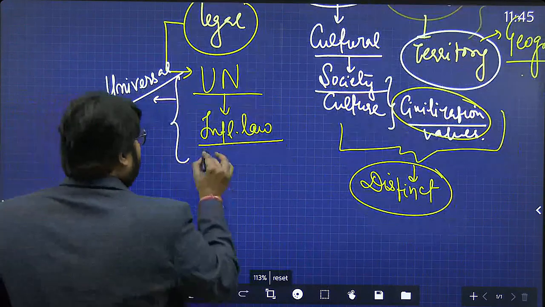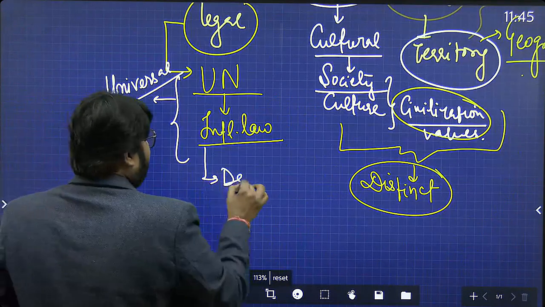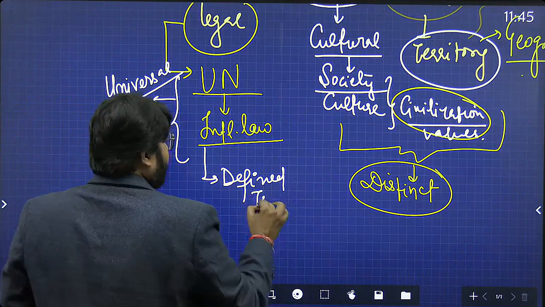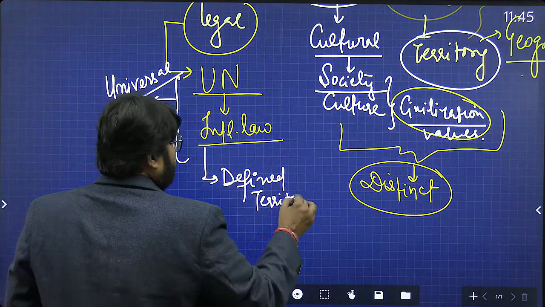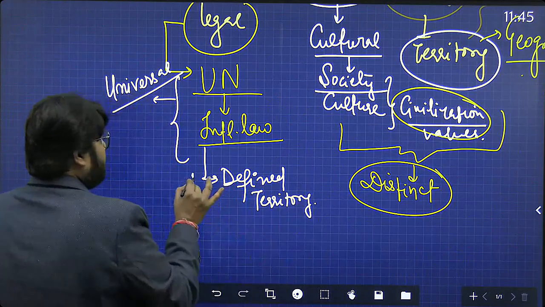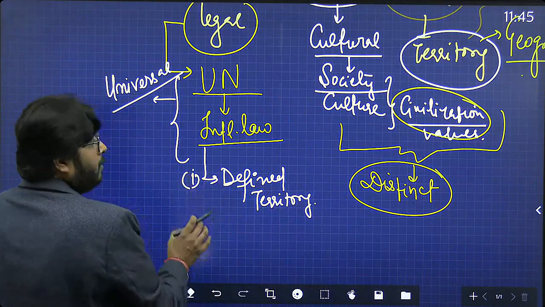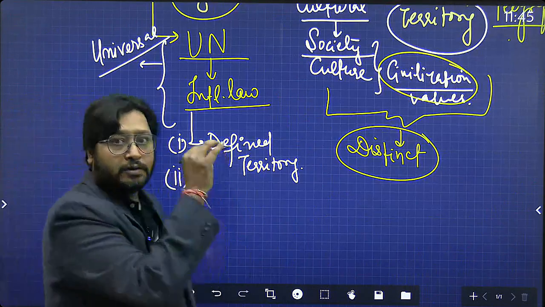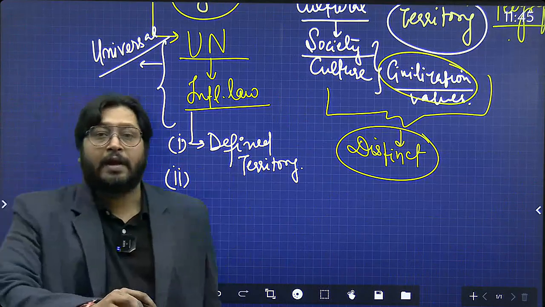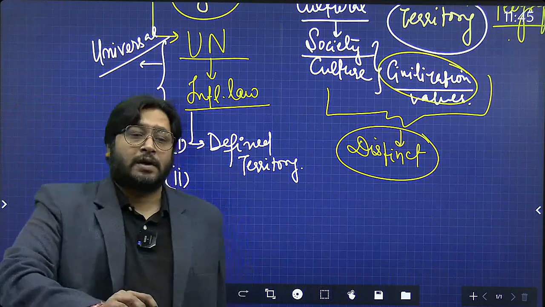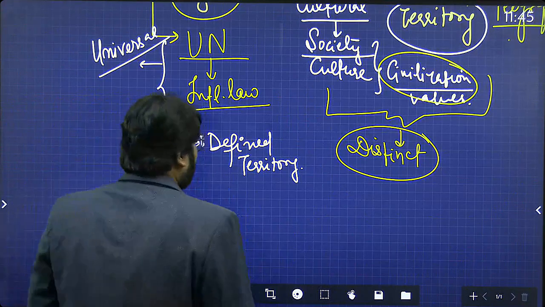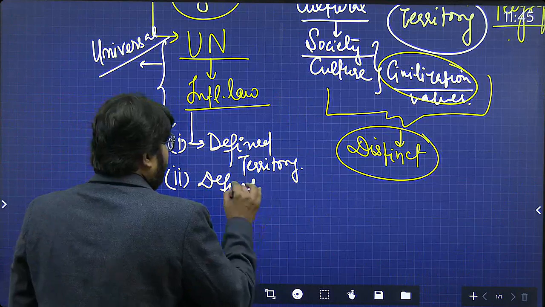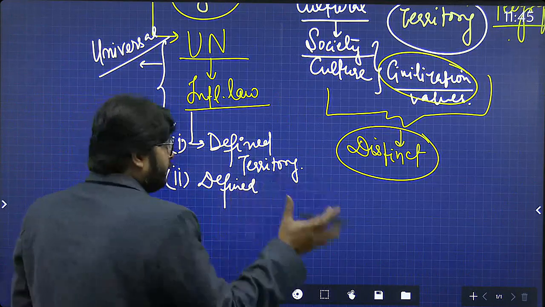For example, you need to have a defined territory. All these features must be present simultaneously, not exclusively. It's not that one is there, so it is enough. They have to be simultaneously present and not exclusively present. Defined territory: obviously, your geographical boundary must be defined.